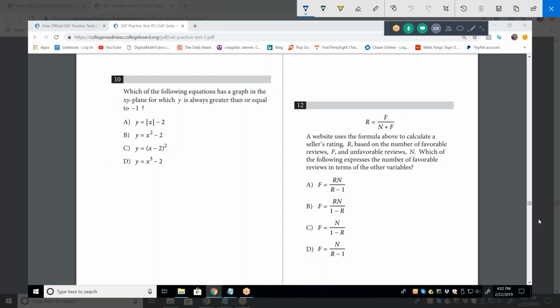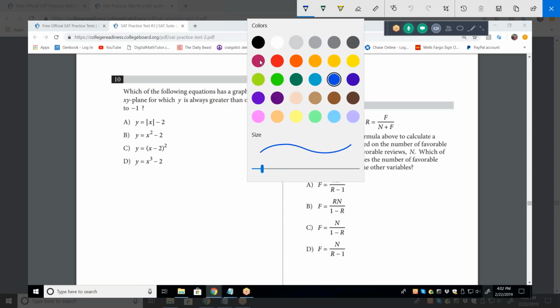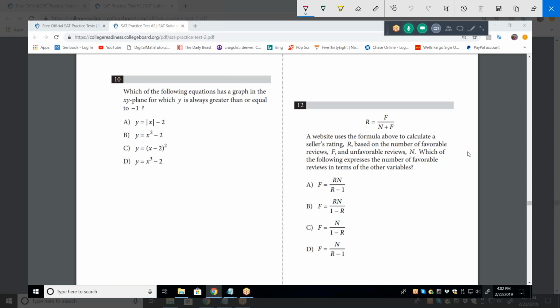Okay, which of the following equations has a graph in the xy plane for which y is always greater than or equal to minus 1? Okay. How about we try graphing each of these? That's what I would do, because I am very familiar with graphing functions and transformations of functions. So I can graph these pretty quickly. Are you also pretty good at that? Yeah, I'm pretty good at that. We just did a unit on parent functions in pre.